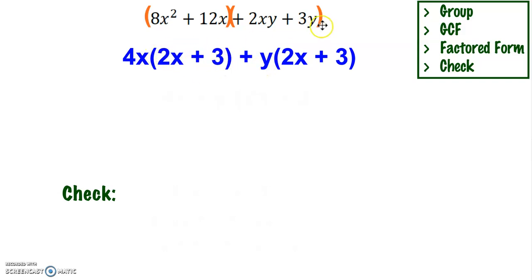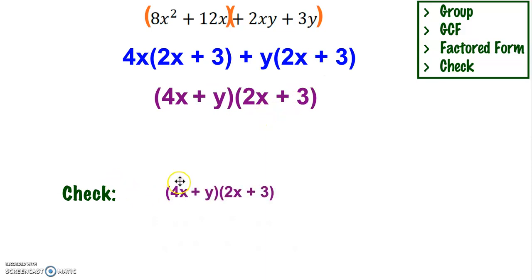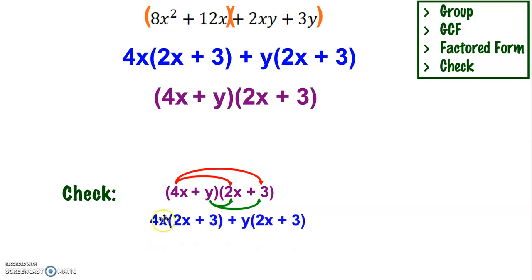Notice how this forces those parentheses to look the same. Now I can bring the 4x and the y together, and 2x plus 3 is my second binomial. To check our work, we're going to distribute the 4x to the 2x plus 3 and the y to the 2x plus 3. Notice again, this looks like our blue step from above. I'm distributing the 4x to that second binomial and the y to that second binomial. Now when I distribute, I get 8x squared plus 12x plus 2xy plus 3y.